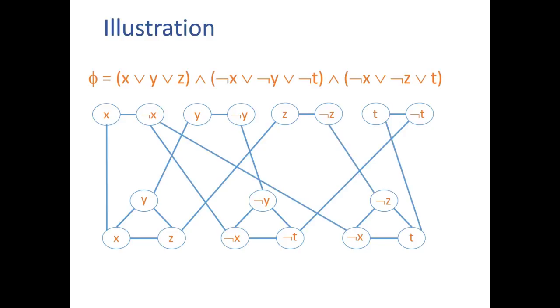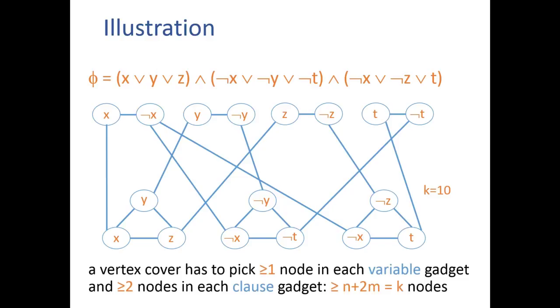Right, and the third one is a mixture, so I connect in this fashion. Okay, and my vertex cover budget is 2m plus n. So in this case it's k. 2 times 3 plus 4. In this case it's 10.